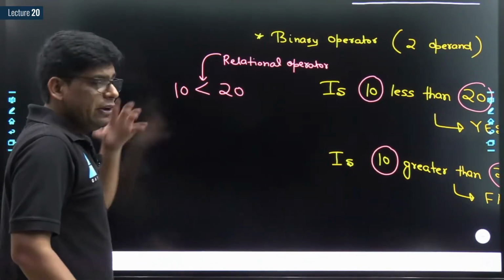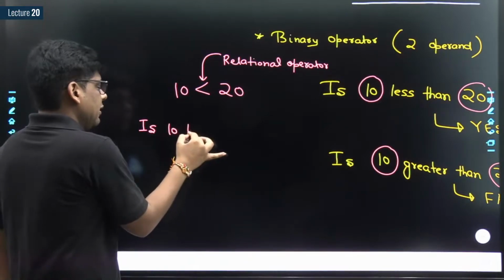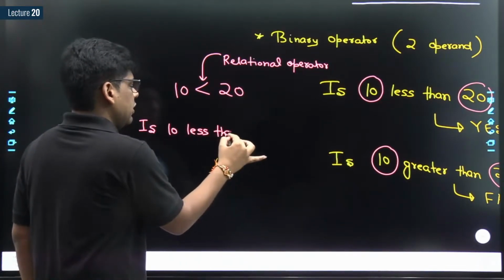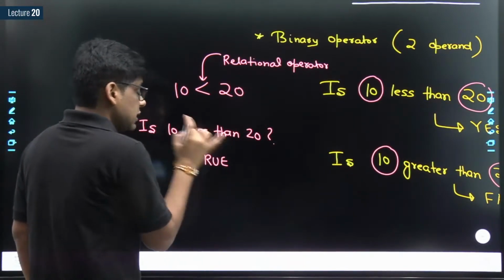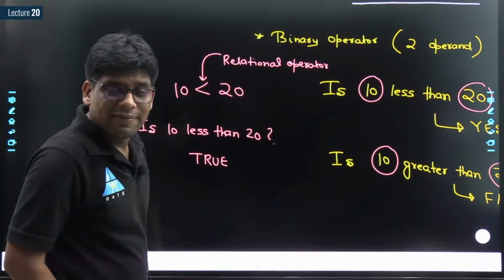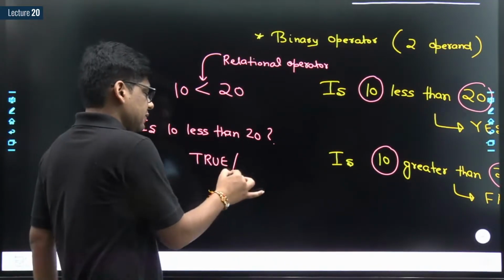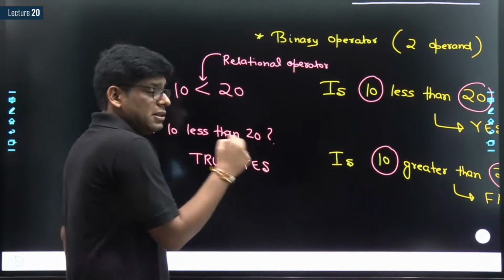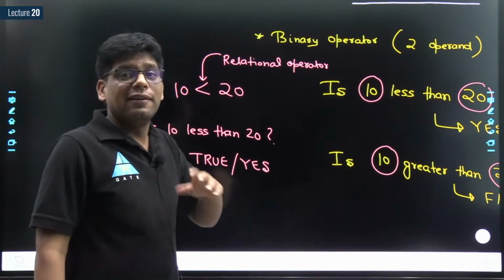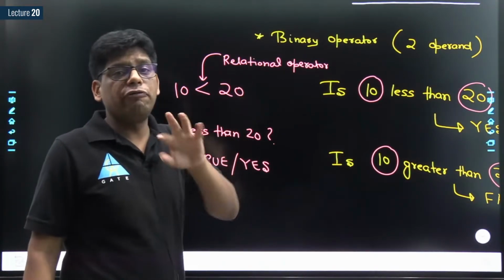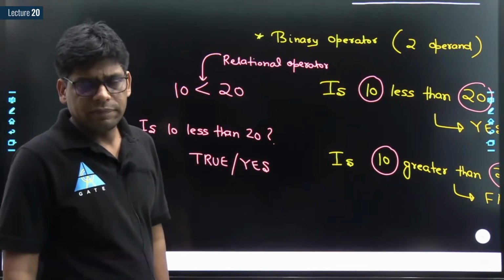So, what is the meaning of this? Basically it is asking, is 10 less than 20? What will you answer? This statement is true. Or if someone asks you a question, is 10 less than 20? You will say yes. So, every relational operator is basically a question that can be answered as true or false, or you can say yes or no.